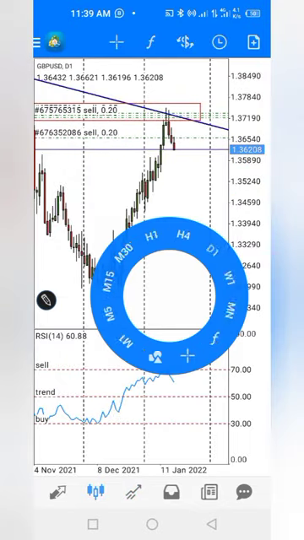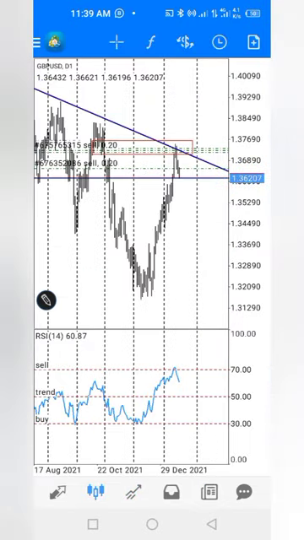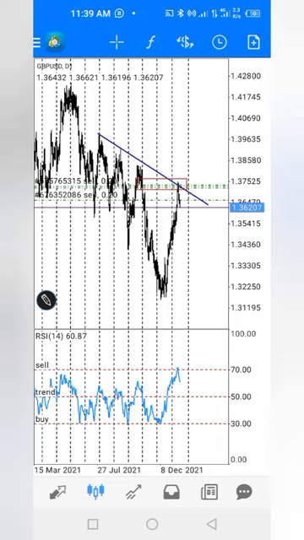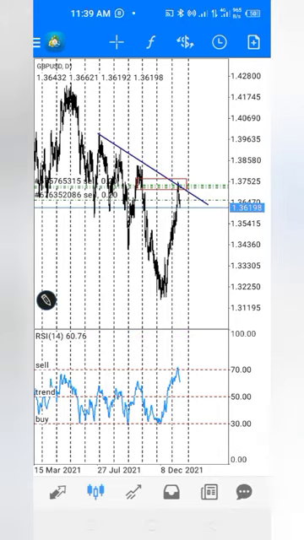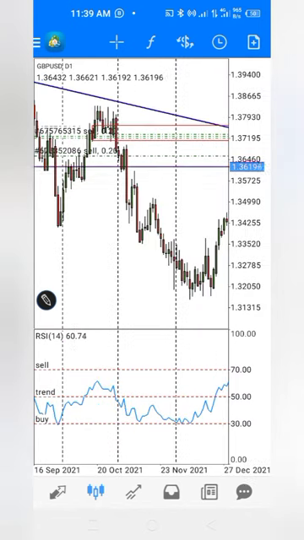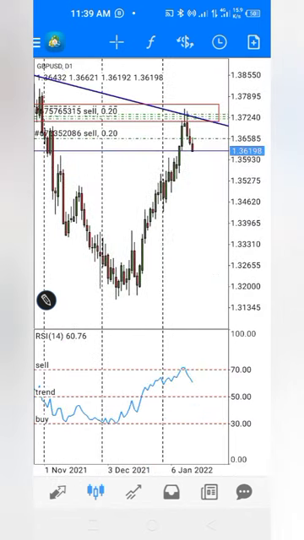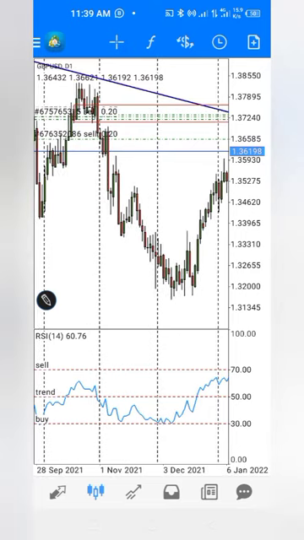From a daily perspective, I see that this market is on a downtrend. That being said, late last week I was looking for an entry. So I picked my order block right here.